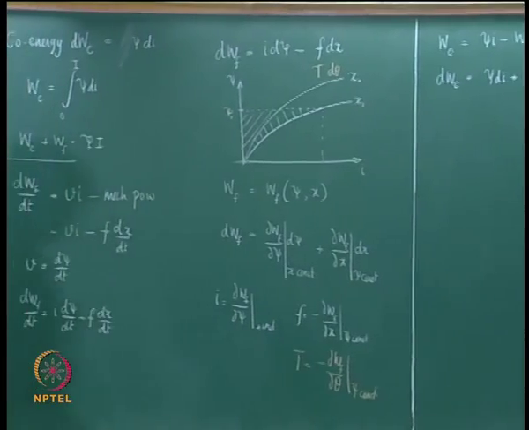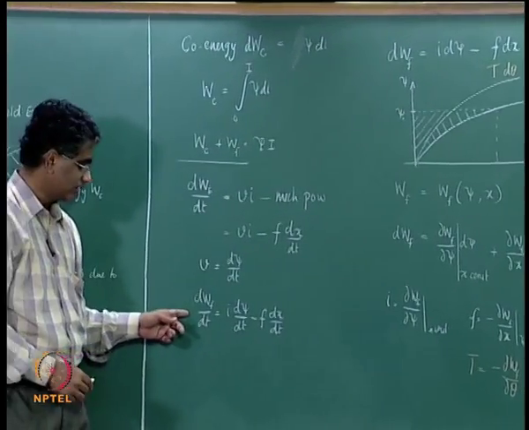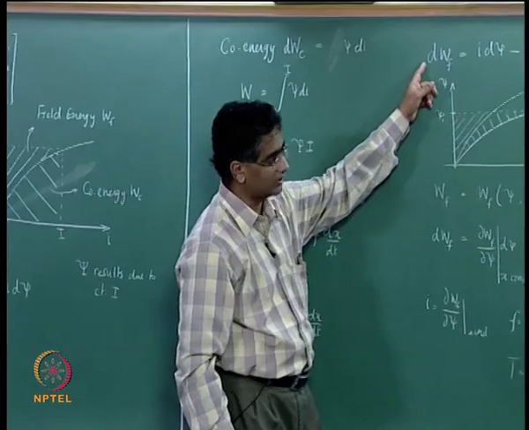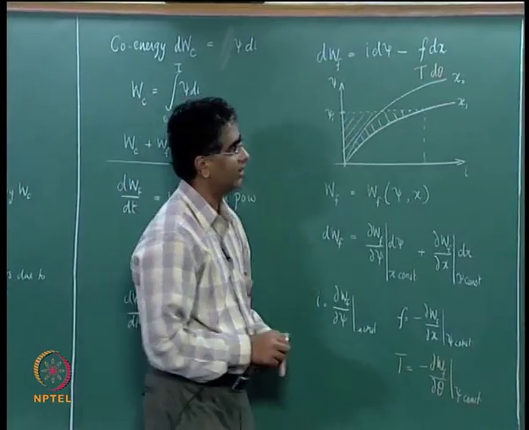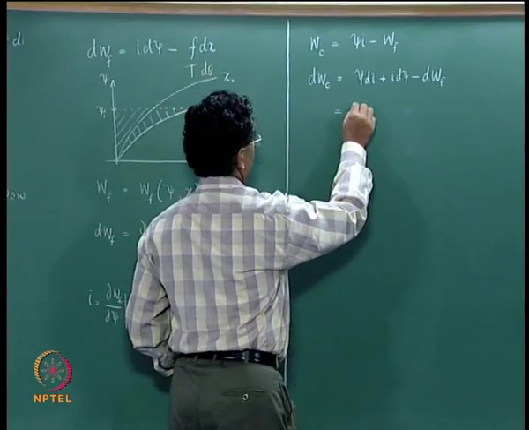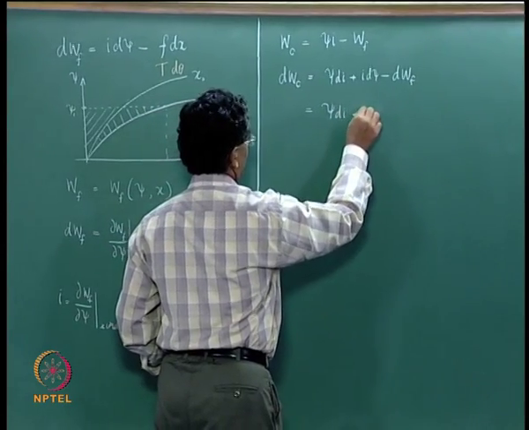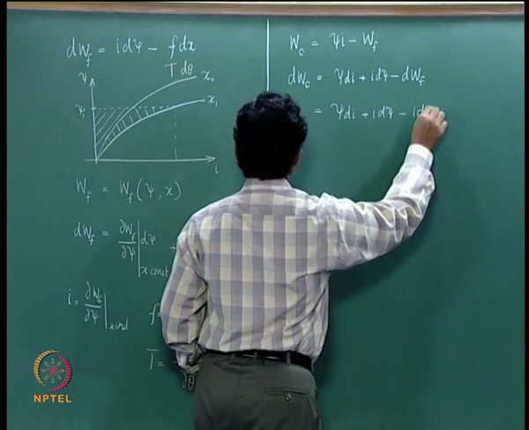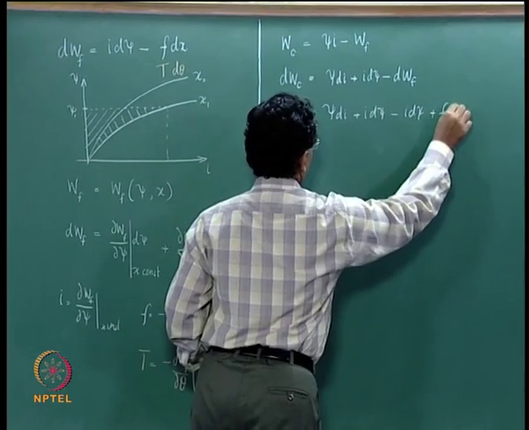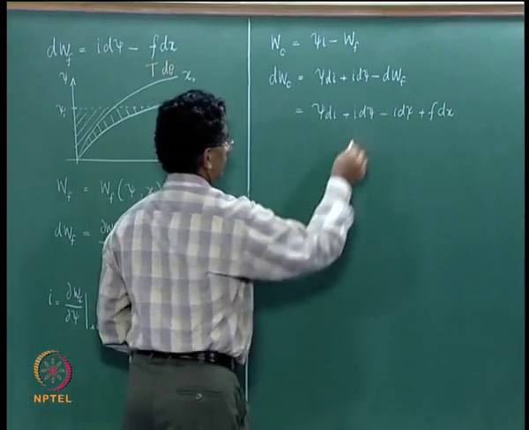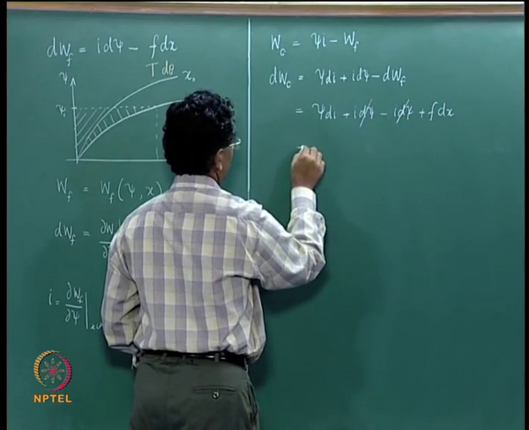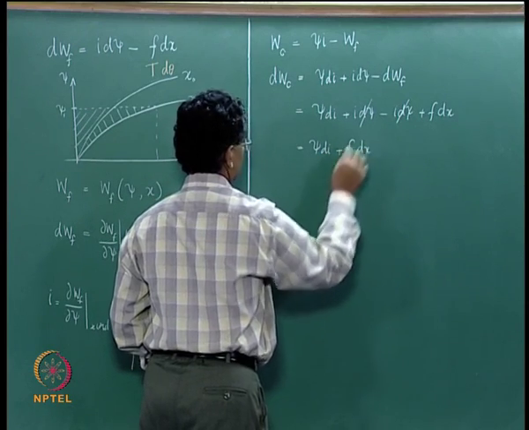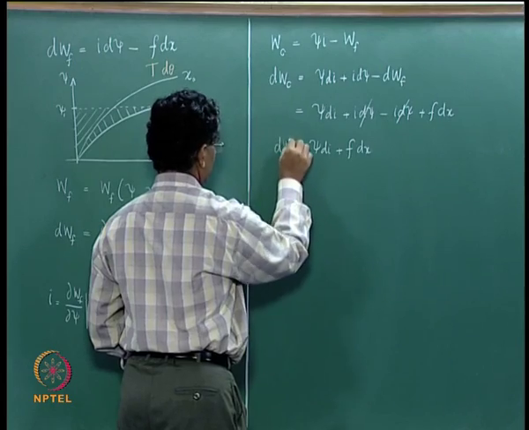And from our earlier expressions, we already know what dWf is. So, we substitute this expression there, which results in psi dI plus I d psi minus I d psi plus f dx. So, these two terms obviously cancel out. So, you get psi dI plus f dx as your dWc.